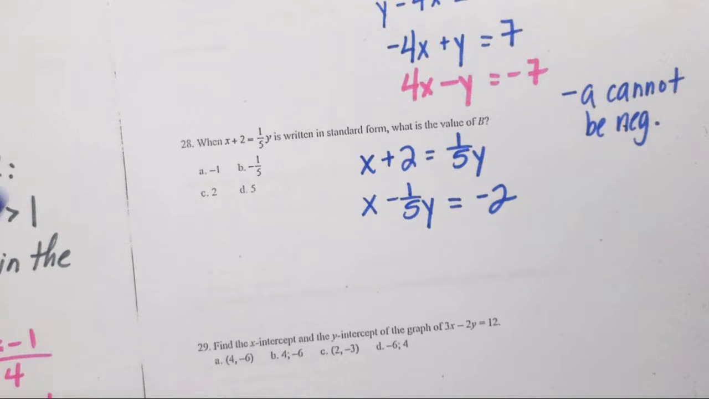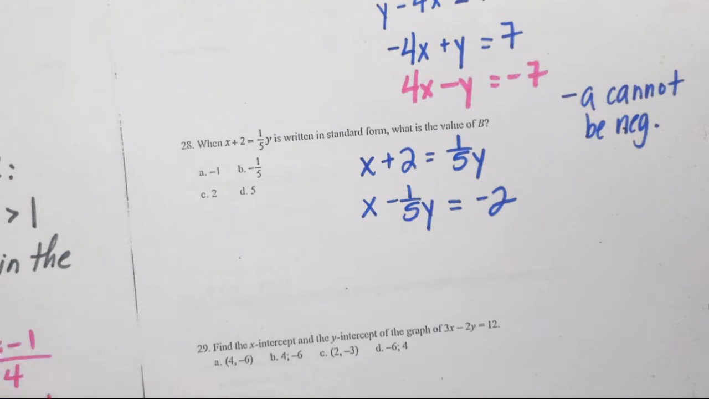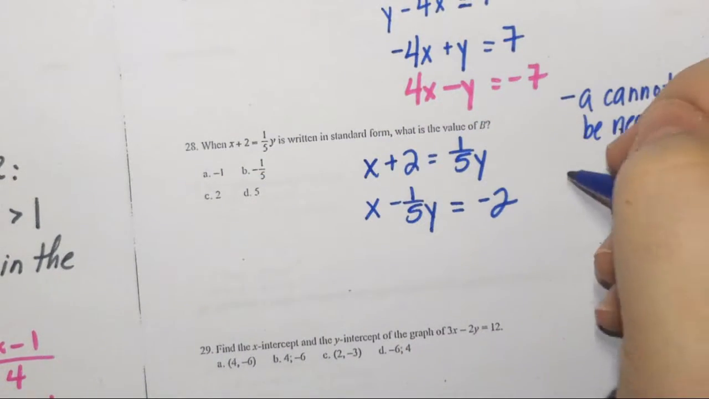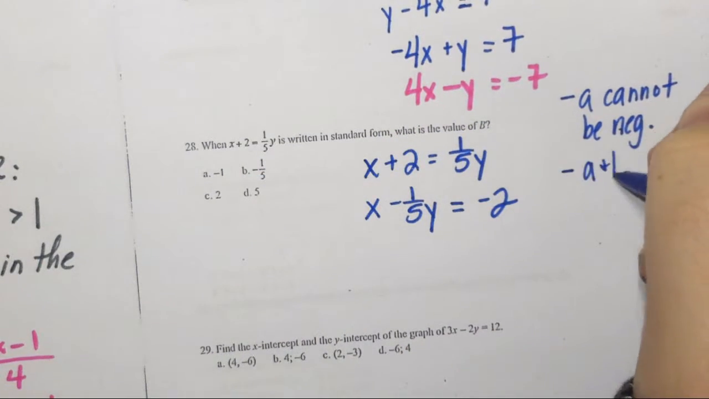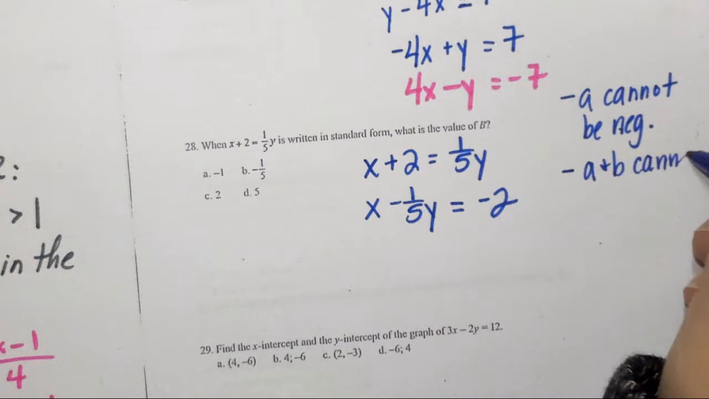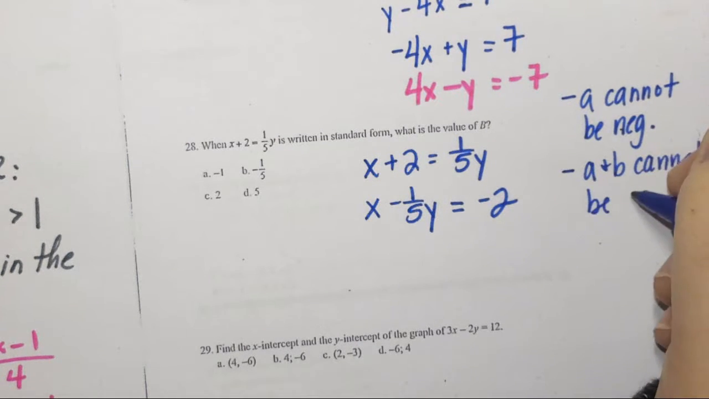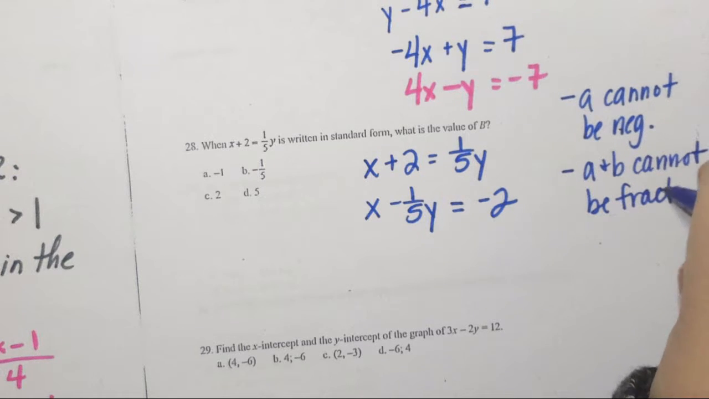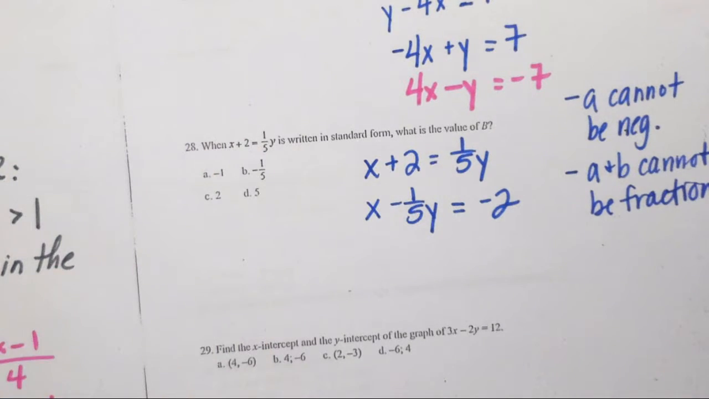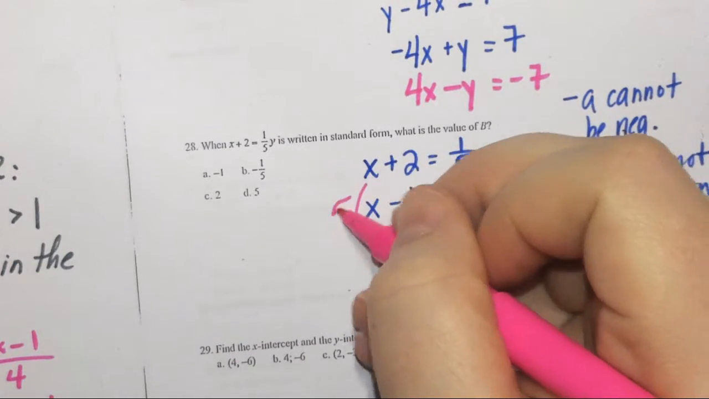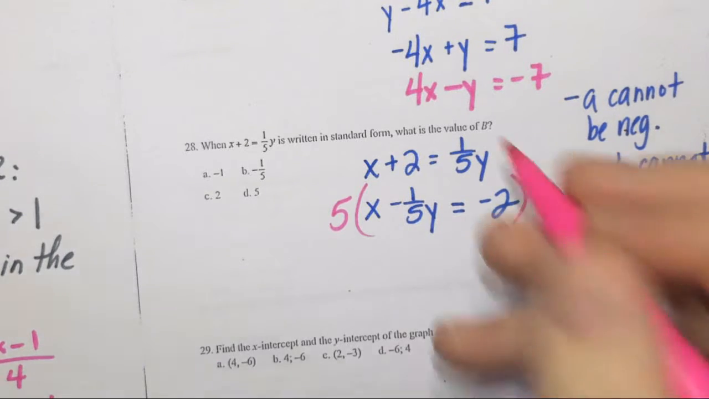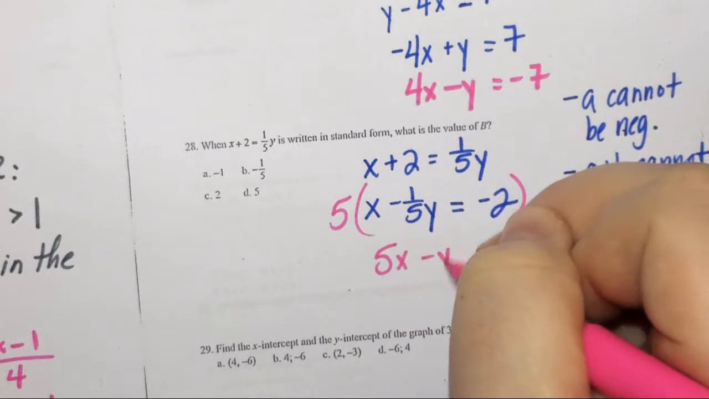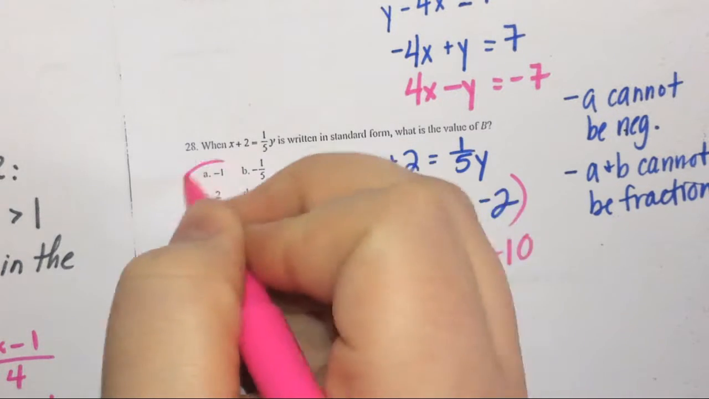There were two things we were picky about with standard form. One was that the a could not be negative. The other thing was that a and b cannot be fractions. We have to have pretty whole numbers. So in order to get rid of that fraction, I'm going to multiply everybody by 5. I'll get 5x minus y equals negative 10, so b is negative 1.